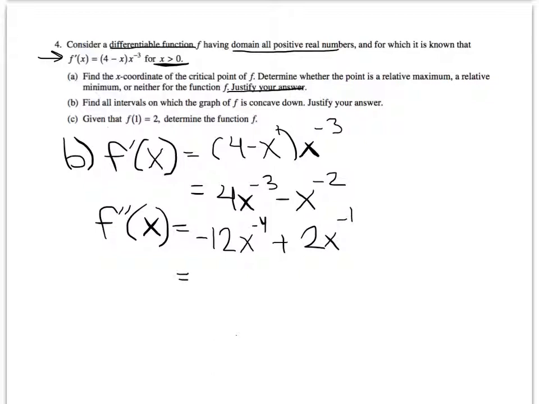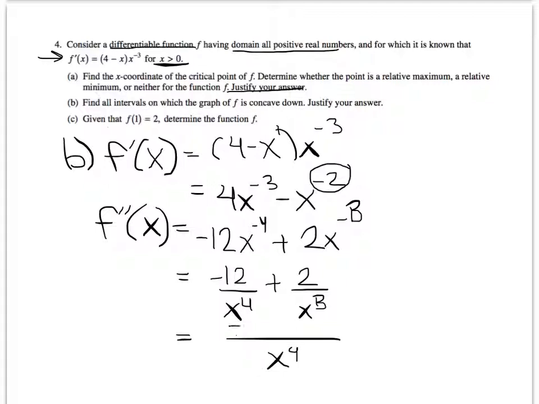Now let's simplify so that we can look at critical points. If we write it as a rational expression, it'll be much easier to look at when the numerator and denominator are equal to 0. Oh wait, I made a mistake. Right here, negative 2, I'm supposed to subtract 1. Negative 2 minus 1 is negative 3. Wow, that was almost a huge mistake there. Okay, the common denominator would be x to the fourth. So it would be negative 12 plus 2x. So that is the second derivative.